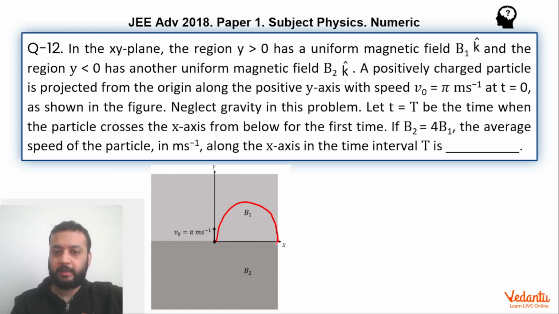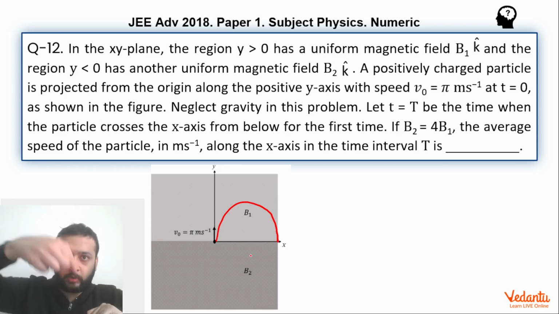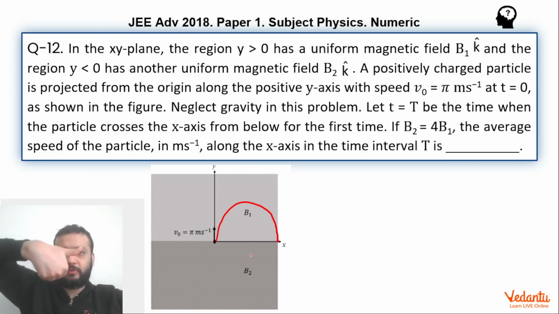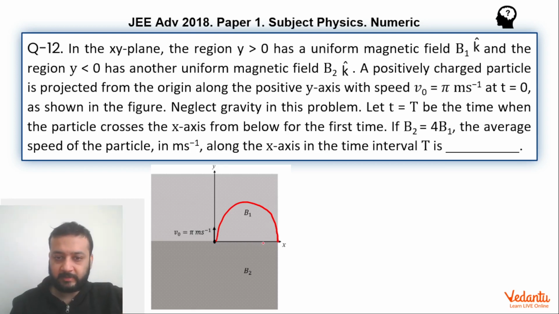and hence the center of the circle is going to lie over here. Now when it comes down, the speed will remain the same because the magnetic field cannot change the speed, but the center of the circle will be somewhere on the left side because the velocity vector is going down and the magnetic field is towards us. So v cross b, if you look at the direction, the center will be somewhere over here.